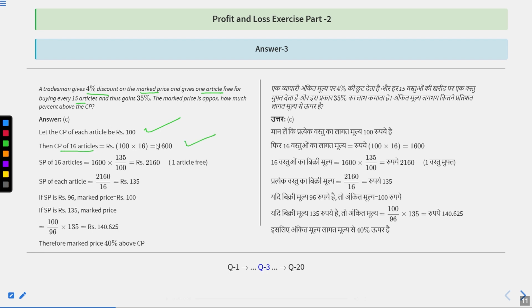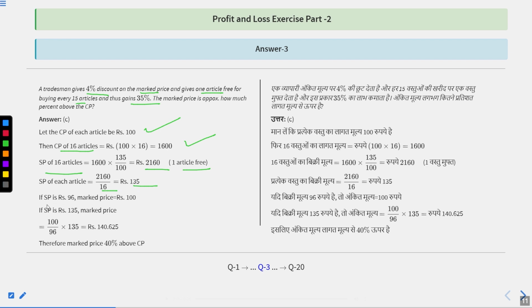So the total price of the 16 articles will be 1600. Clear? And he gains 35% profit. So what will be the total selling price of 16 articles? When we calculate 1600 multiplied by 135 upon 100, it becomes 2160. One article is free, so the SP of each article, we divide 2160 by 16. So it will be equal to 135.